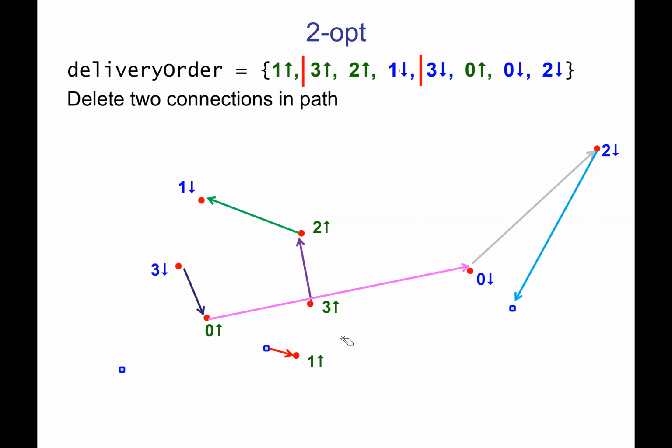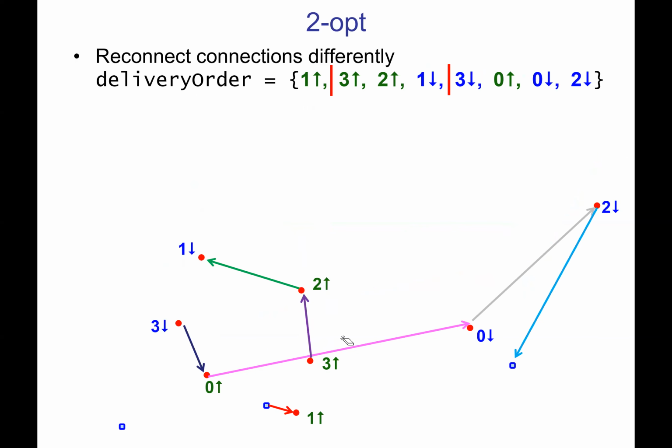Now I've got to reconnect them in some different way. So my code should, let's try reconnecting this differently. Here's one way I could reconnect them differently. I could go from this pickup to that drop off, okay, and I could go from here to here. So I've now reconnected it in a different way. Some of my path doesn't make sense. You can see I'm not going around in a consistent direction. So between these 2 cut points, I'm basically now going in the wrong order.